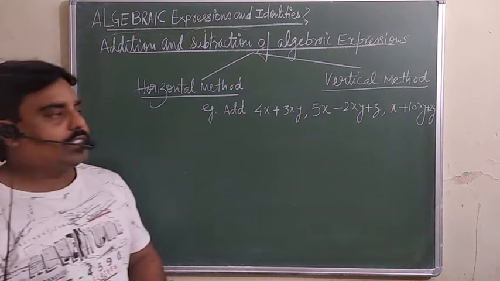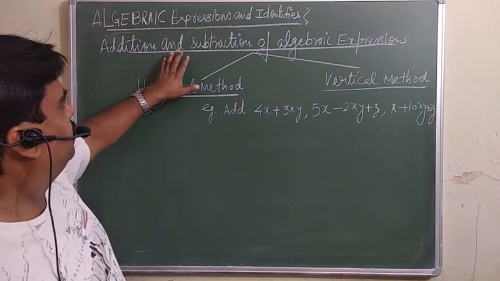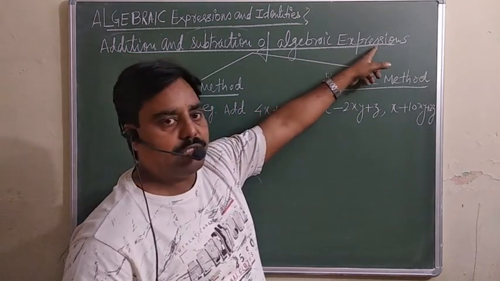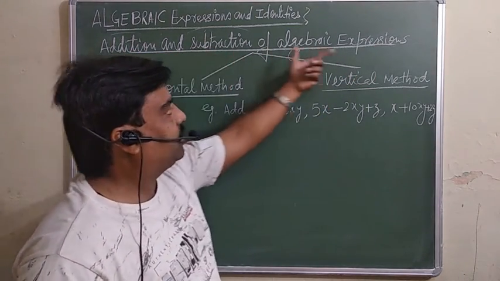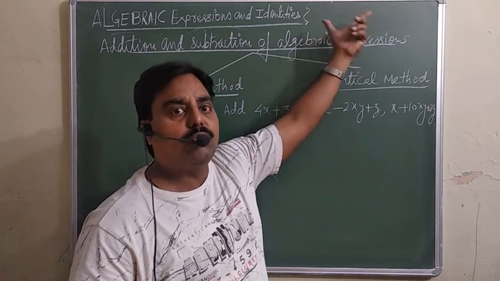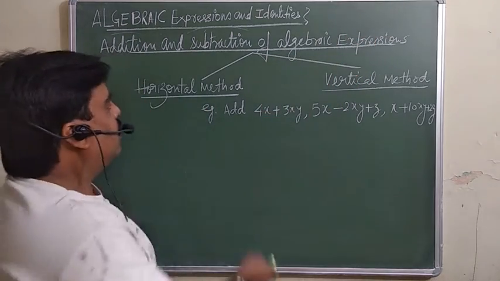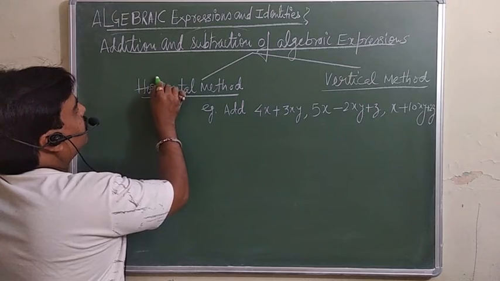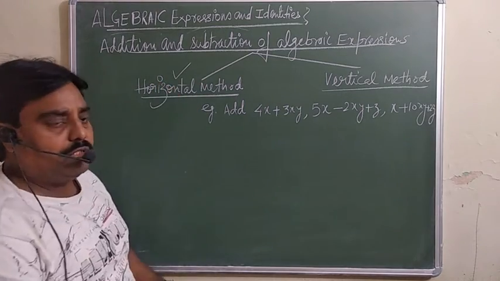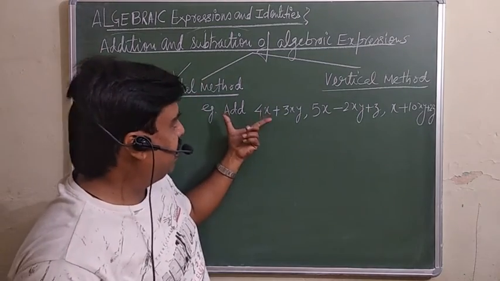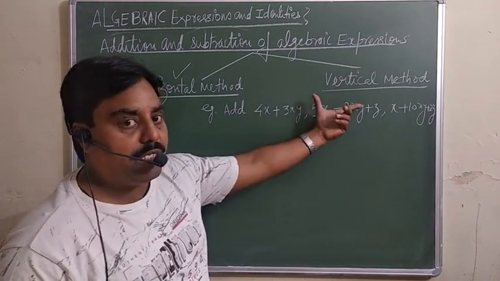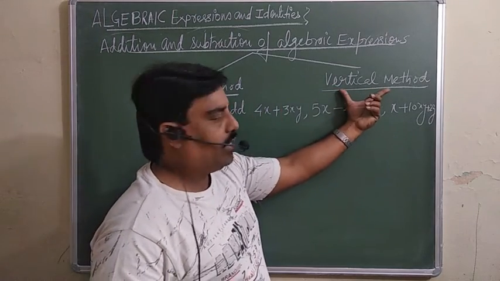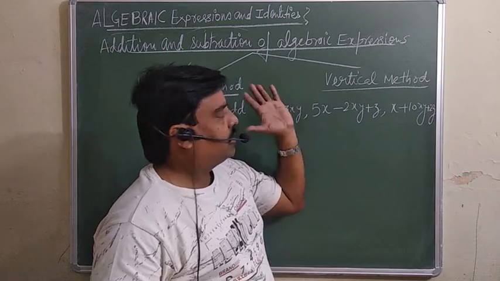Yes. Next is the addition and subtraction of algebraic expressions. Means how can we add and subtract any two algebraic expressions, or more than two algebraic expressions given. So there are two different methods. One is the horizontal method. By using the horizontal method, we can add any two or three algebraic expressions, or by the vertical method, we can add and subtract.